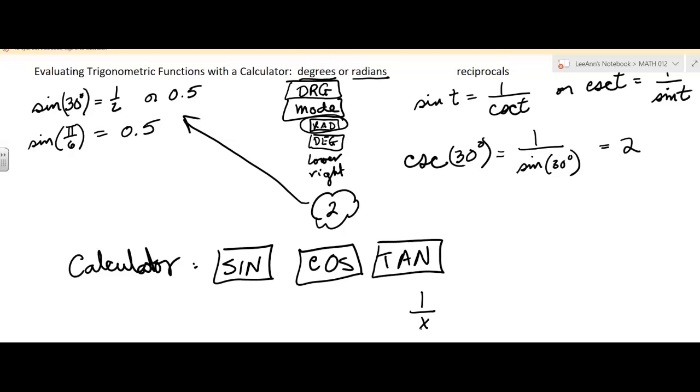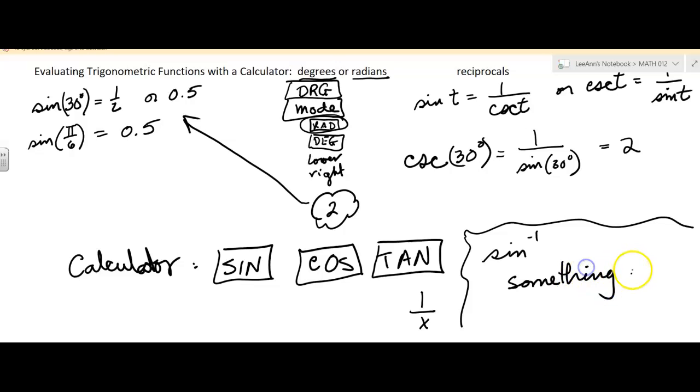Now, there's a special button here, the sine inverse button. That's something else, and that's not what we're doing here. We'll talk about it and use it eventually, but you can't do the reciprocals with that, so don't use that right now. This is kind of a long video, but that's how you use your calculator. Good luck. Just remember, if you're doing degrees, have it in degree mode. If you're using radians, do it in radian mode.